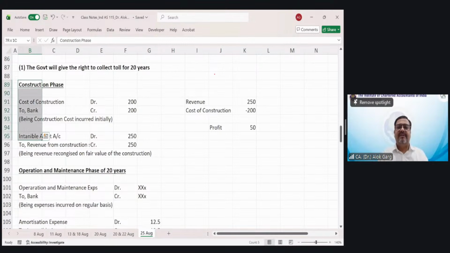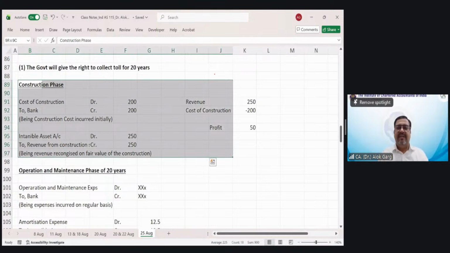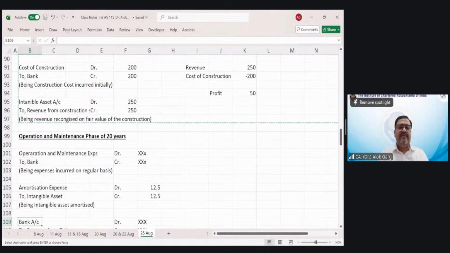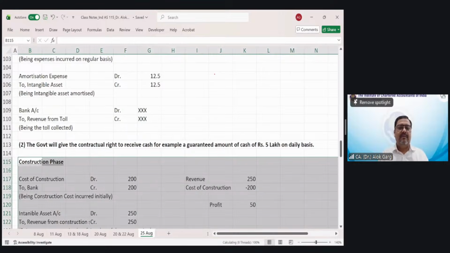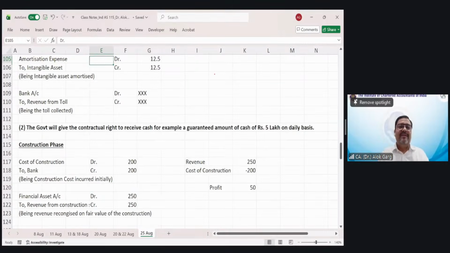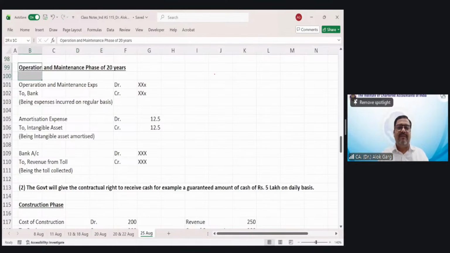Construction phase. Let me put the same example. Construction phase. Cost of construction debit to bank. Instead of intangible asset, it will be your financial asset. Okay, simple. Then what will be the accounting in the operation and maintenance phase?